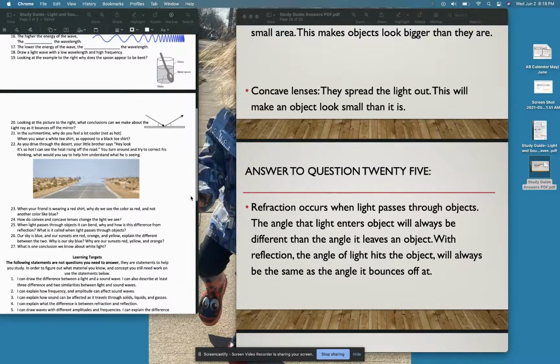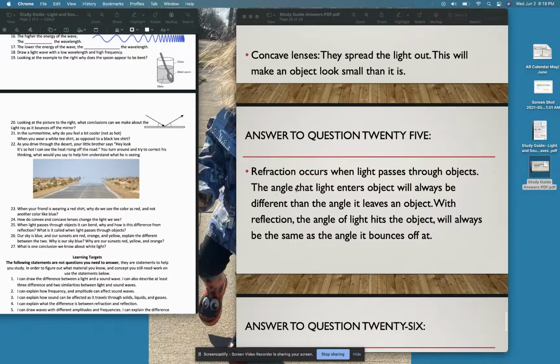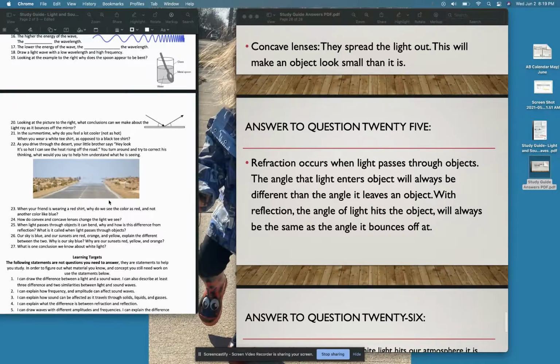All right, number 25. So when light passes through an object, that refraction will occur. Now, the angle of light that enters the object will always be different than when it leaves it. This is for refraction, but with reflection, remember those two angles are always going to be equal. Refraction is different from reflection. Refraction, the two angles are different: when it comes in and what it leaves at, two different angles. Reflection, those two angles are the same.